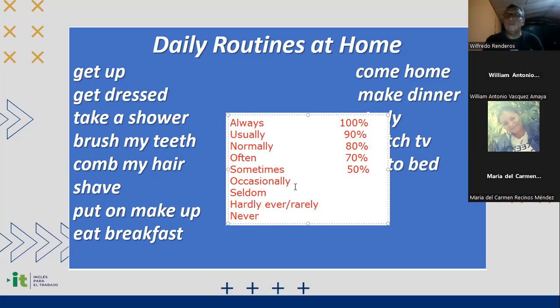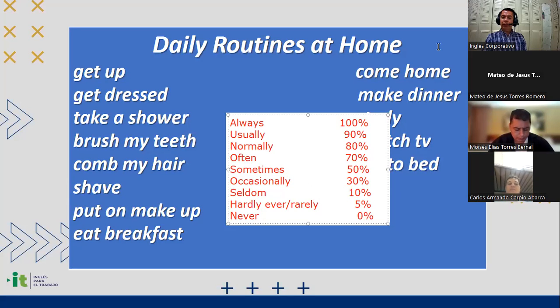Occasionally is like 30%. Seldom is like 10%. Rarely is 5%. And never is the 0%, right? Okay, understand? This is the example, right? How to use frequency adverbs. And these frequency adverbs show the frequency that you make one specific activity in your work, in your house, every day, right? Any question?